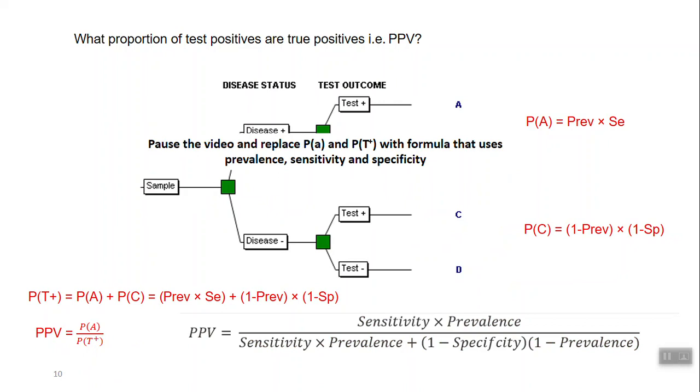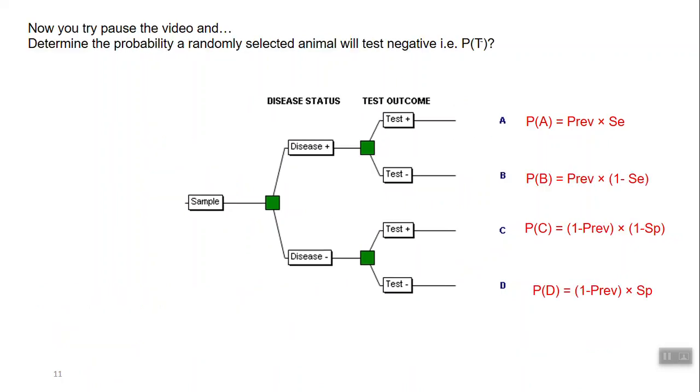Alright, so to test your understanding, we're now going to move on to look at negative predictive values, and starting at the very beginning, I now would like you to work out what is the probability a randomly selected animal will test negative. So pause the video, scroll it down, and then when you're ready, start again.